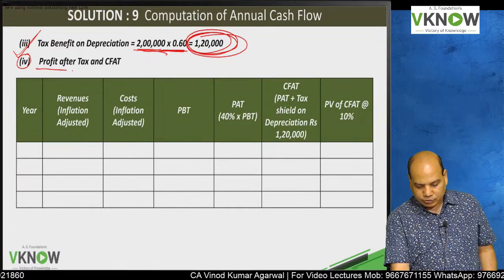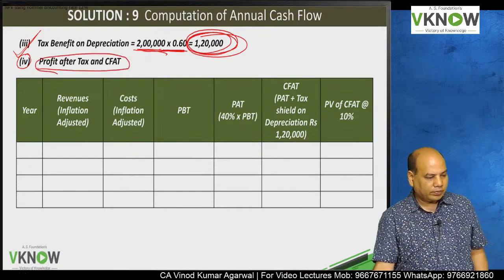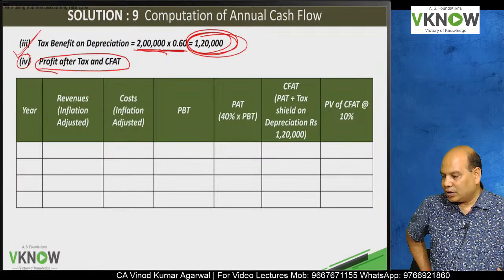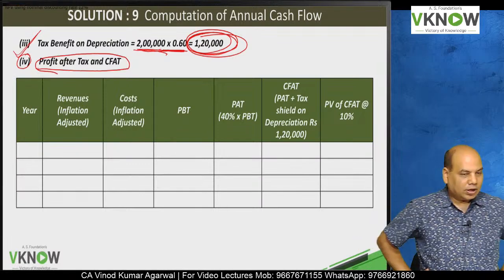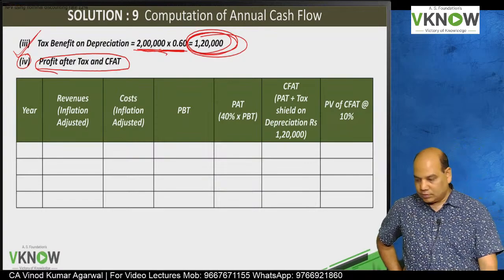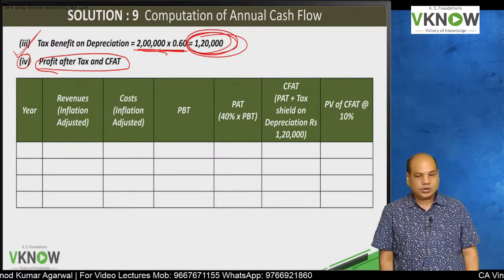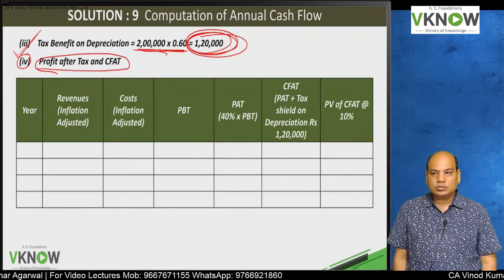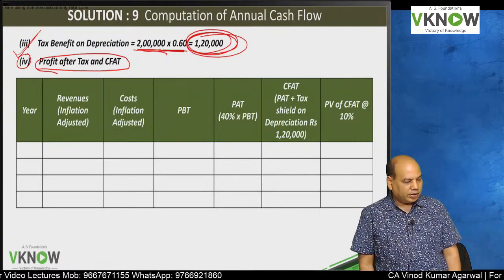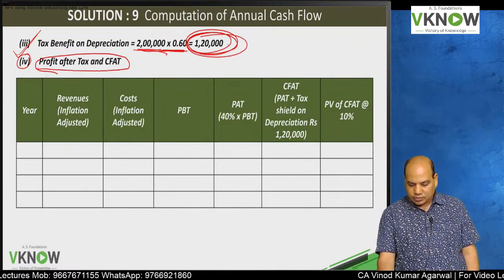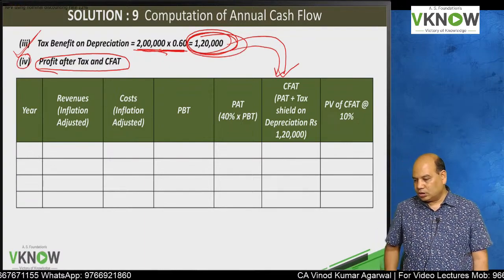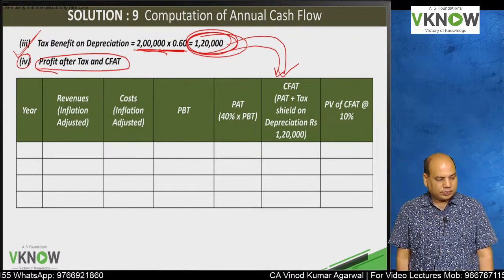Step number 4, write down profit after tax and CFAT. Under that write down year, then revenue inflation adjusted, then cost inflation adjusted, then PBT. This time, in order to save time and columns, I will add the depreciation tax shield directly in the second last column. That is also okay.